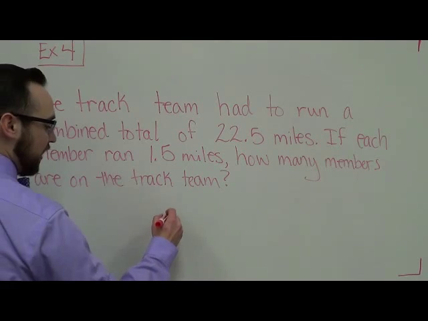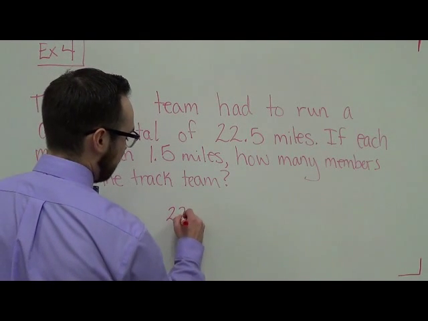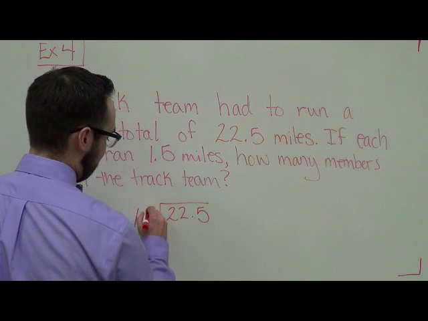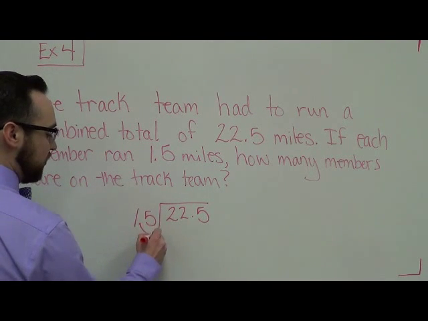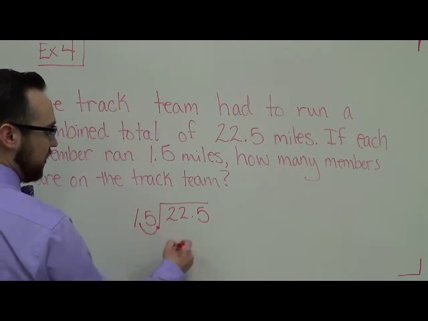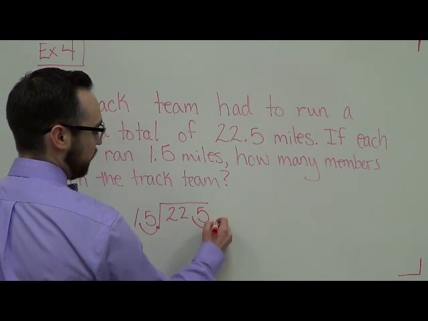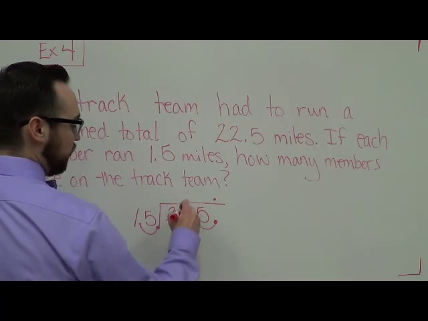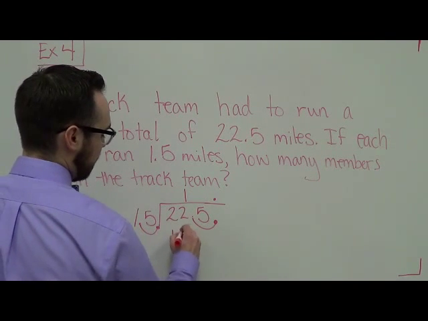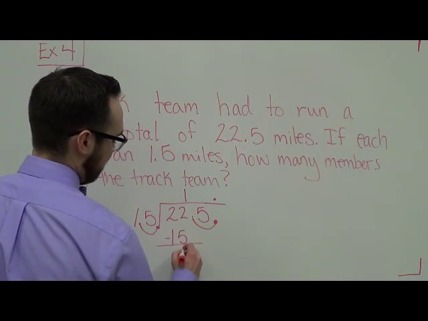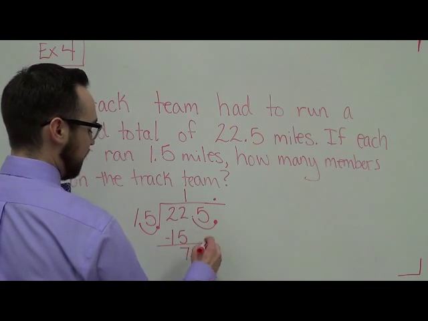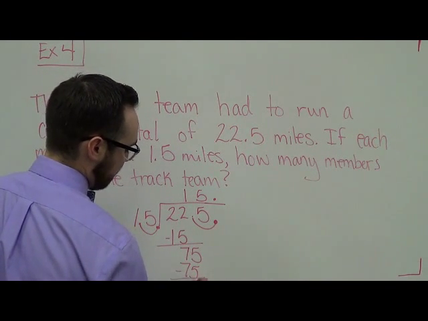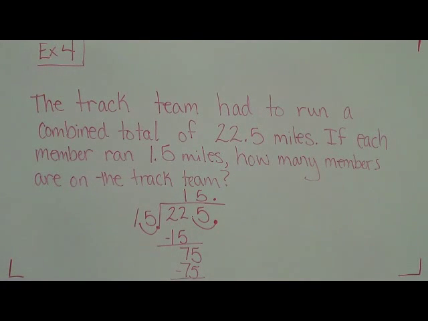So if we go ahead and take that in, we put in 22.5 divided by 1.5. Remember again, you want to move this decimal over so it's at the end of the number, which means I also want to move so it's at the end of this number. 15 goes into 22 one time, so I subtract and I get 7. 15 goes into 75 5 times, and we get 0. So there were 15 track members.